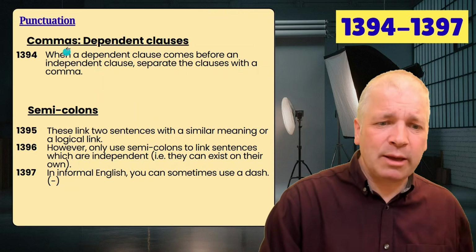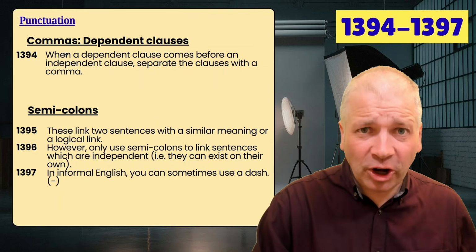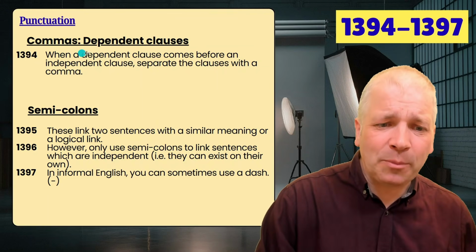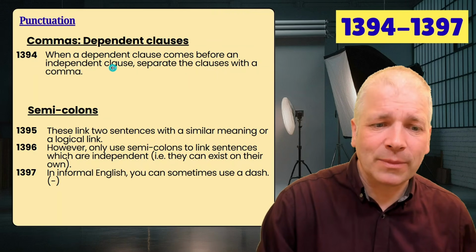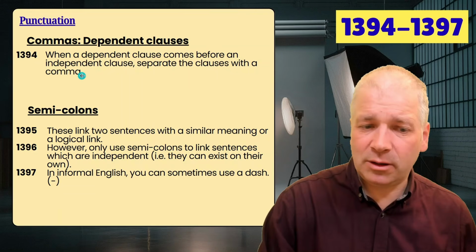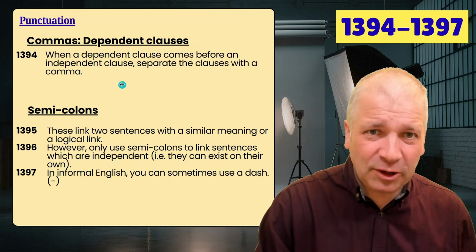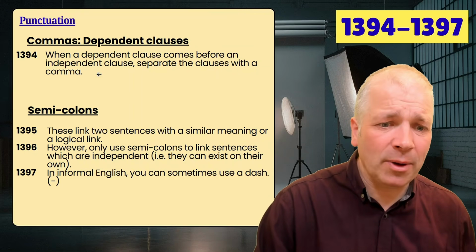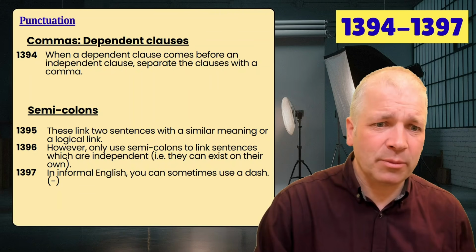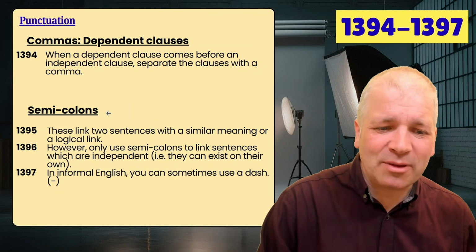"When" is a subordinate conjunction, and it introduces the dependent clause. This part, the first part of the sentence, is a dependent clause. The second part is the independent clause, and I've used a comma because it's come before. But if I switch the order, I would not necessarily need to use a comma if the independent clause comes first. Let's move on to semicolons.